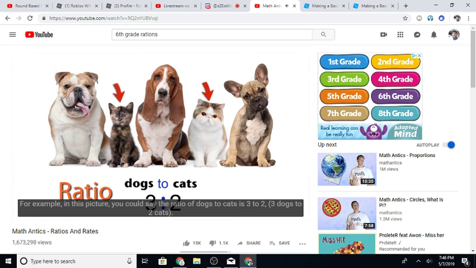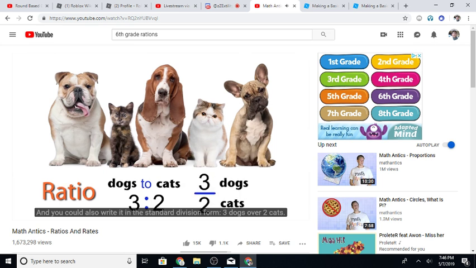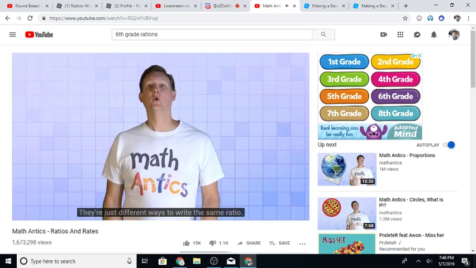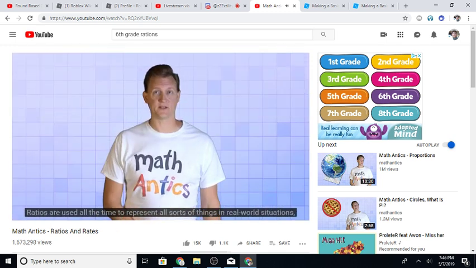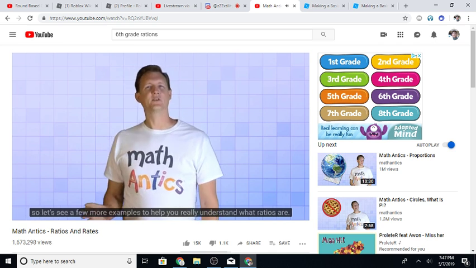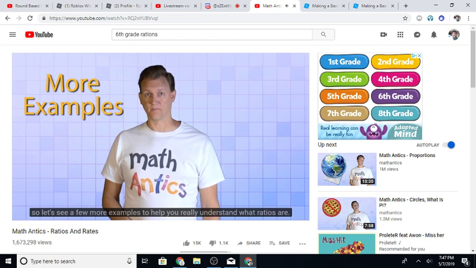3 dogs to 2 cats. And you could also write it in the standard division form, 3 dogs over 2 cats. They're just different ways to write the same ratio. Ratios are used all the time to represent all sorts of things in real-world situations. So let's see a few more examples to help you really understand what ratios are.